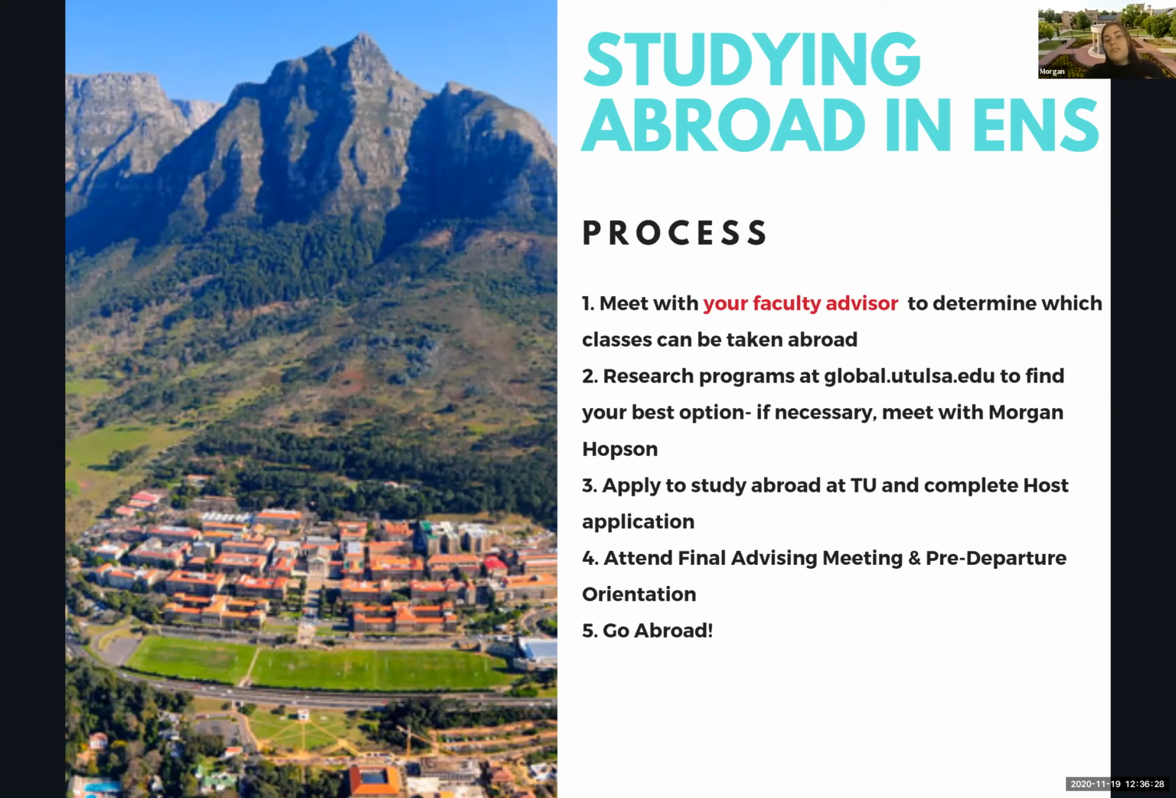And then step 3 is once you've narrowed down your programs and figured out which one you want to apply to, you apply. There are always 2 applications. You apply to TU, the CGE. You have a CGE application. That's basically us giving you permission to go abroad. And then you also apply to the host program that you want to go to. And they'll give you permission to come. So 2 applications. Step 4 is to attend the final advising meeting and pre-departure orientation.